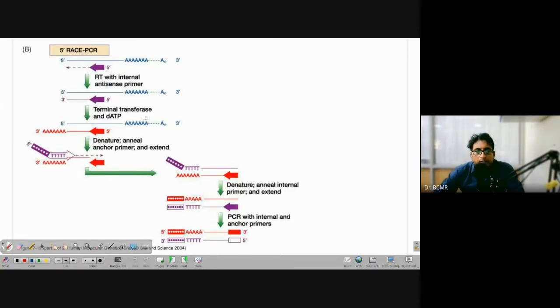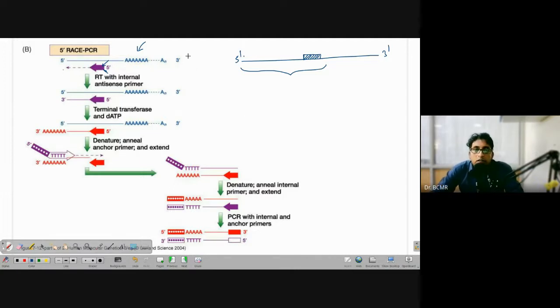Then the 5' RACE is something a little bit critical. What do we have to start with? We have the information of a small sequence. This is the whole gene. How can we clone this region is the question. So we take the mRNA and use the gene specific primer, the one shown as a purple arrow, and we will extend it.